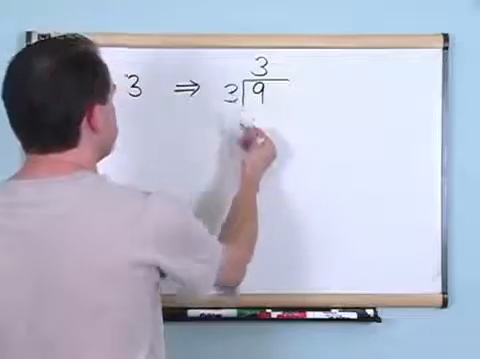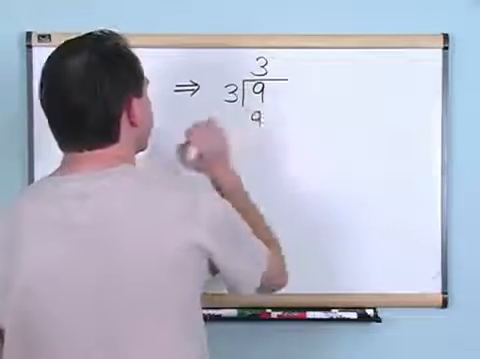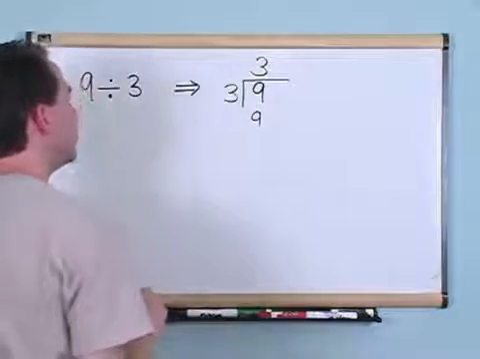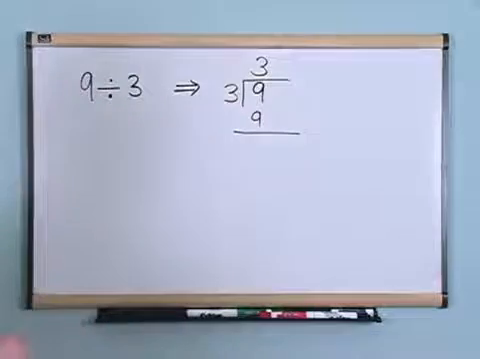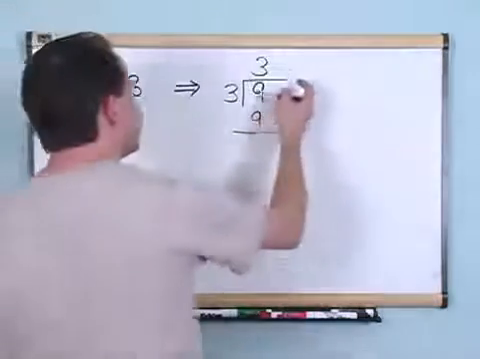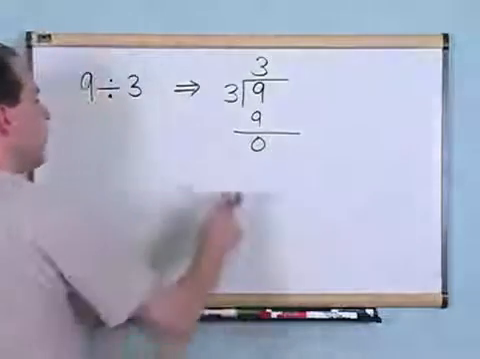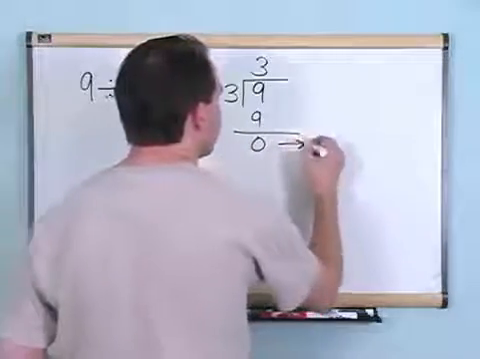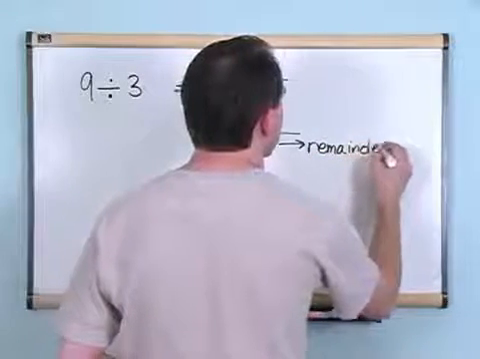So let's do that. Let's multiply. 3 times 3 is going to give me 9. So I'm going to go ahead and write a 9 underneath here, because 3 times 3 gives me 9. So I'm going to write that down, and now I'm going to subtract these two numbers. 9 minus 9 gives me 0. Okay? So what I have is what I'm going to call a remainder of 0.